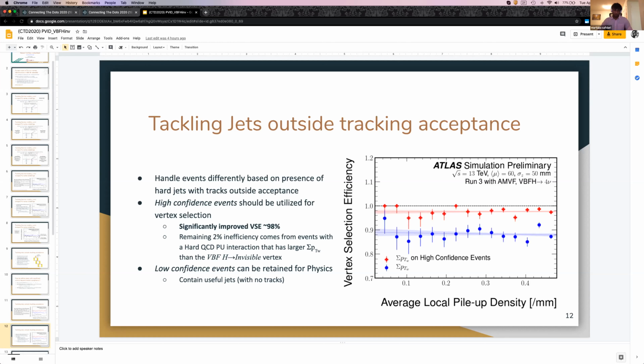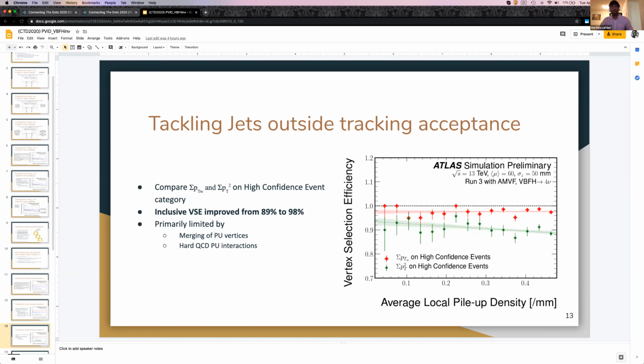What's also important is to realize that the low confidence events that were sort of vetoed from this plot, they can still be retained for physics. It's just that they don't have any vertex in them that we can reliably point to and say that that's the primary vertex. Which is kind of crucial because we're not throwing those events out, we're just saving them essentially vertexless.